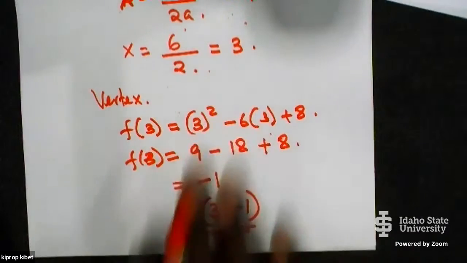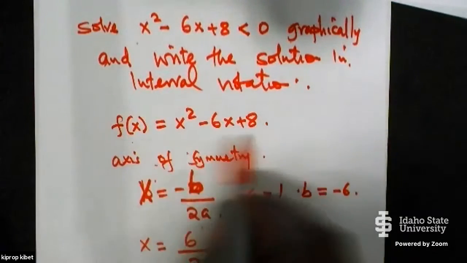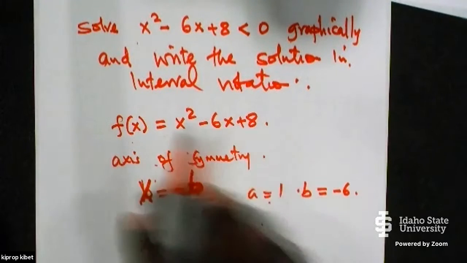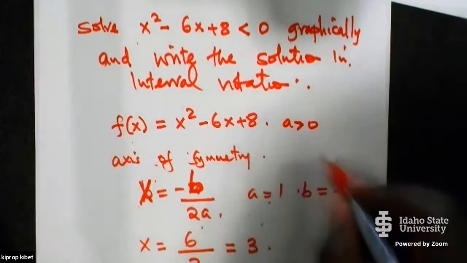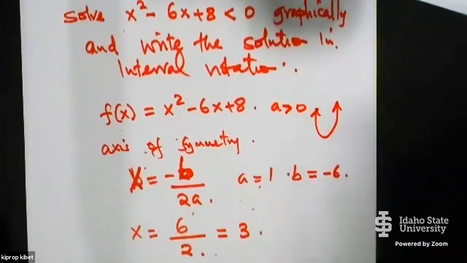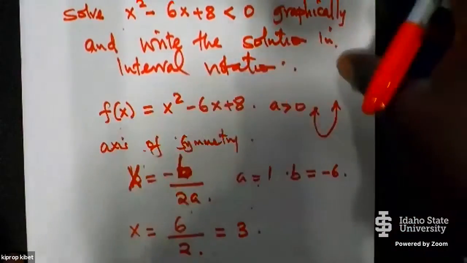Now, there's a step to jump. So how will this parabola be facing? a is greater than 0, so it will be facing up like this. So that's how our parabola will be like. Now, after that, we now get the x and the y intercepts.